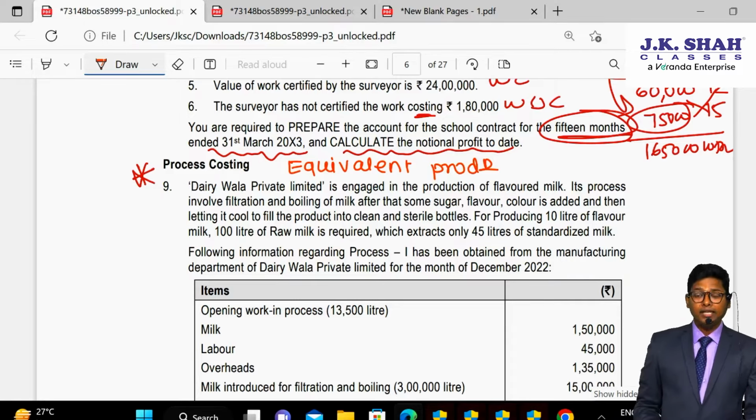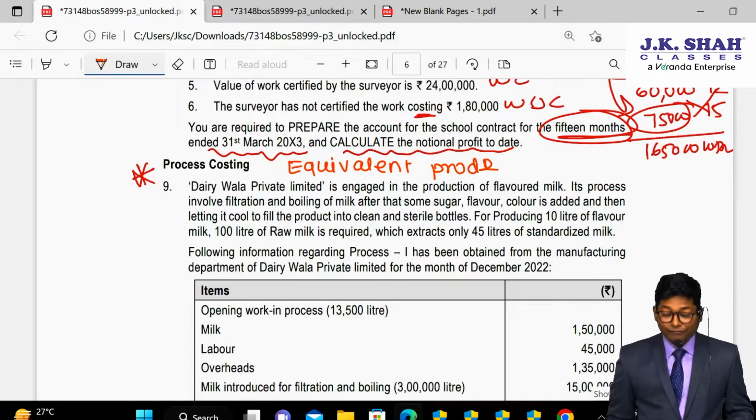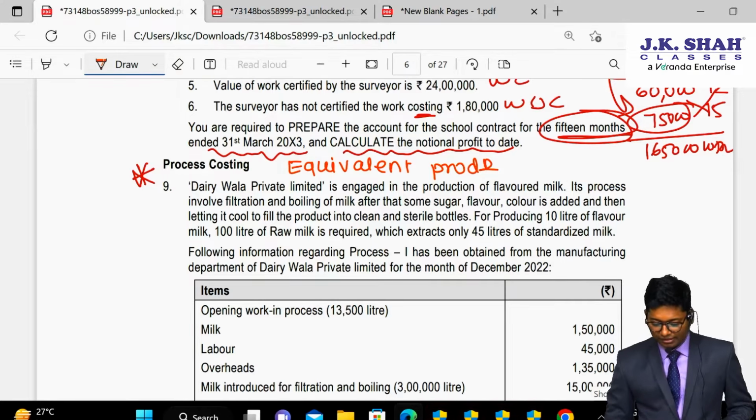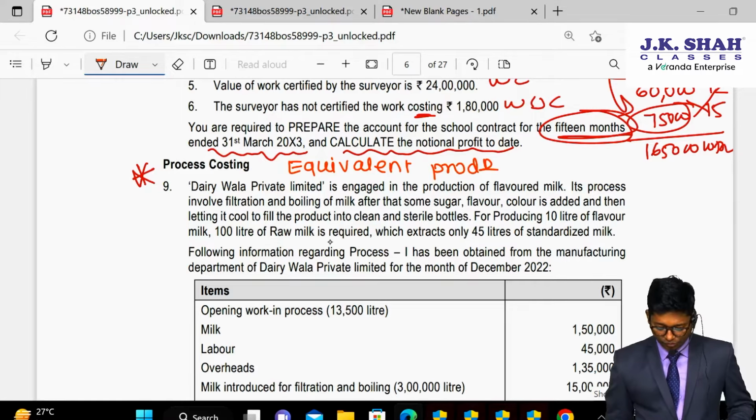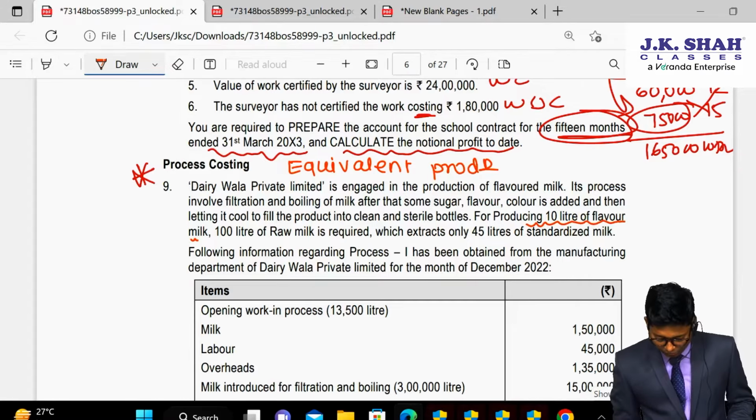Limited is engaged in the production of flavored milk. Its process involves filtration and boiling of milk. After that, some sugar, flavor and color are added, and then it is left to cool to fill the product into clean and sterile bottles. For producing 10 liters of flavored milk, 100 liters of raw milk is required. So it is simply given that 10 liters of output requires 100 liters of input.